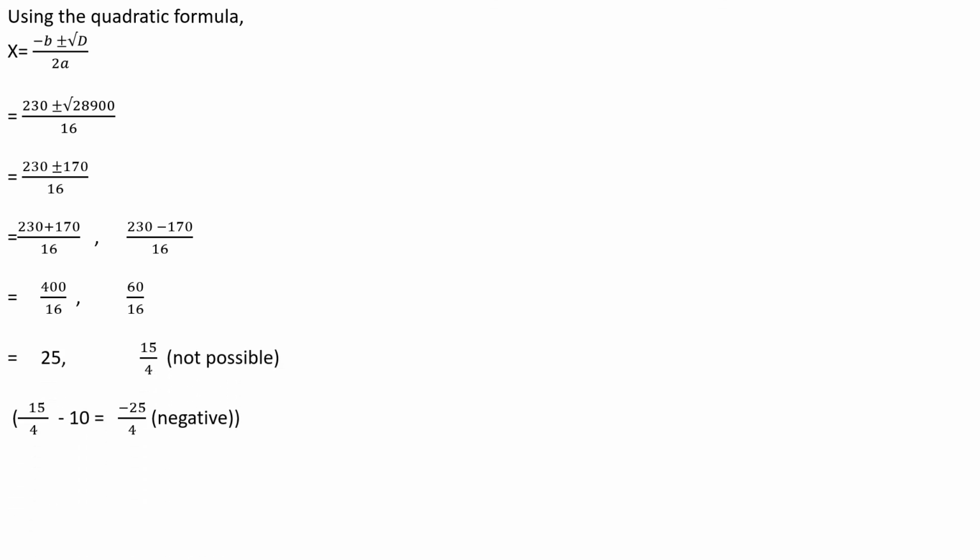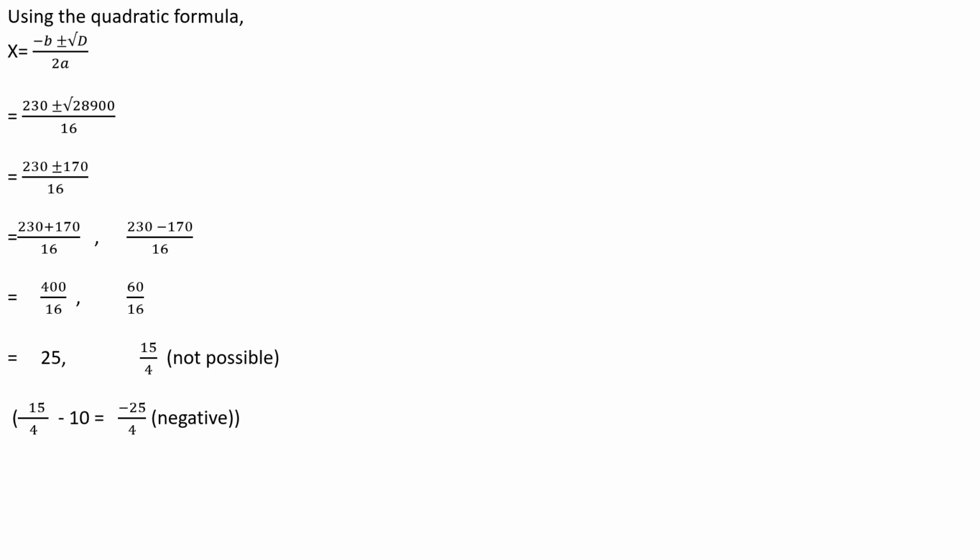Now let us put these values in the quadratic formula, which states that x is equal to minus b plus minus root D upon 2a. Putting the values, we get 230 plus minus root of 28900 upon 16. The root of this is equal to 170. So one value is 230 plus 170 upon 16, and another value is 230 minus 170 upon 16. So we get 400 upon 16 and 60 upon 16. On reducing, we get 25 and 15 by 4.